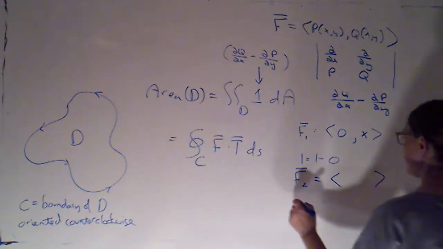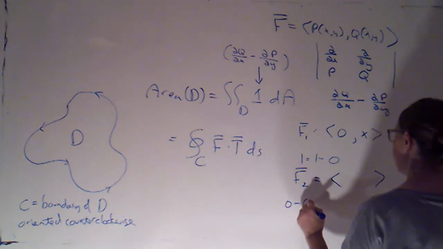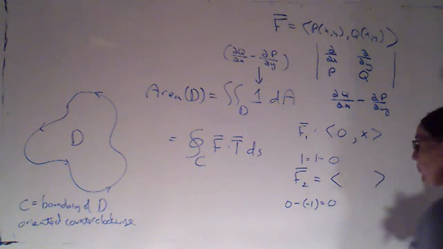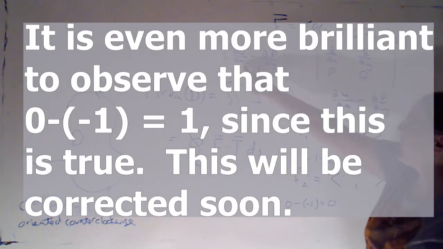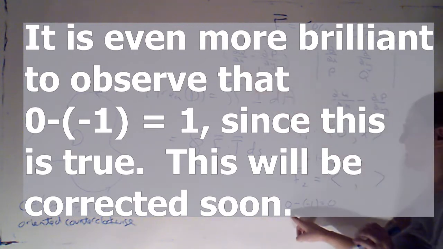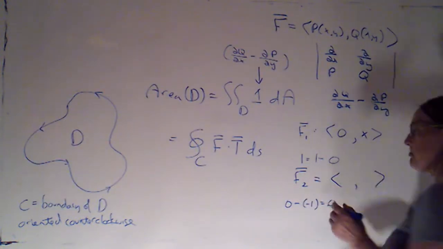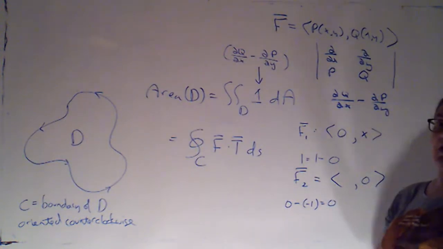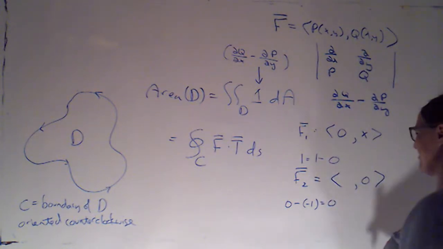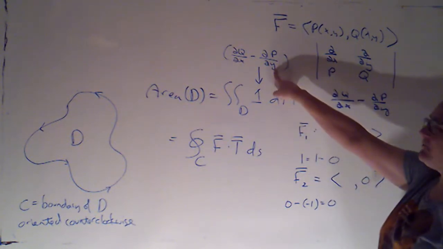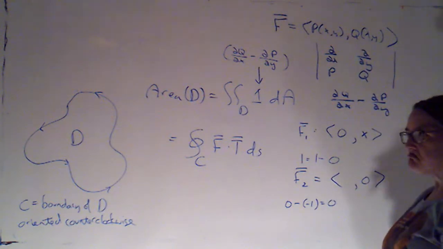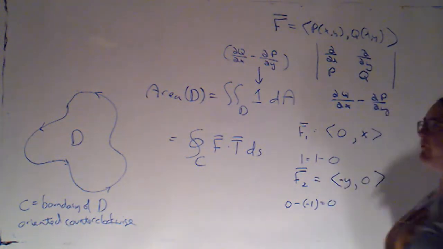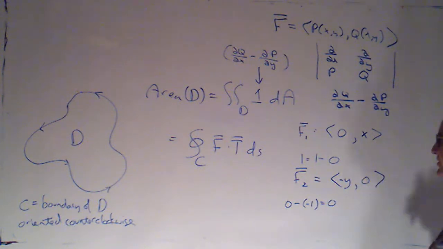I can also find F2. For F2, I'm going to use the brilliant observation that 0 minus negative 1 is equal to 1. So I'm going to want the partial of Q with respect to x to be 0. I'm going to let Q be 0. That way its partial with respect to anything is 0. That means I want the partial of P with respect to y to be negative 1. Let's let P be negative y.